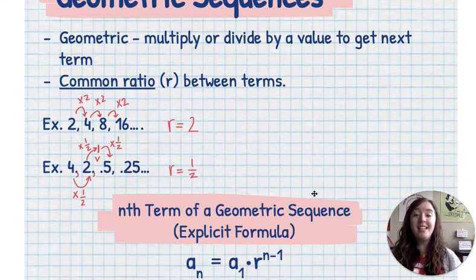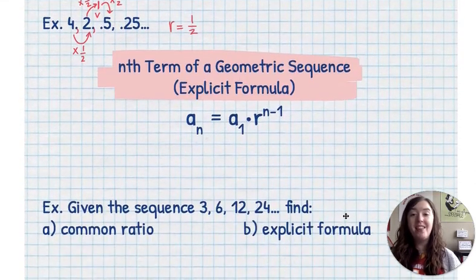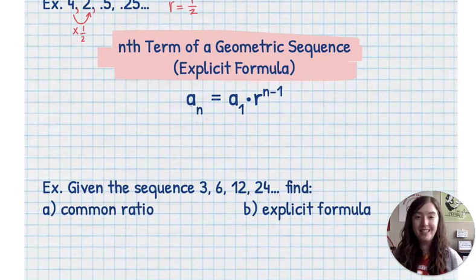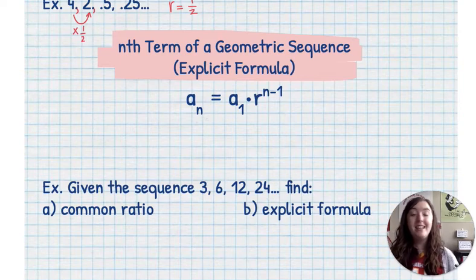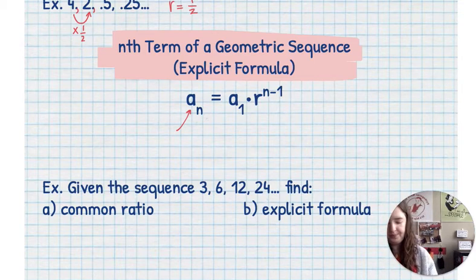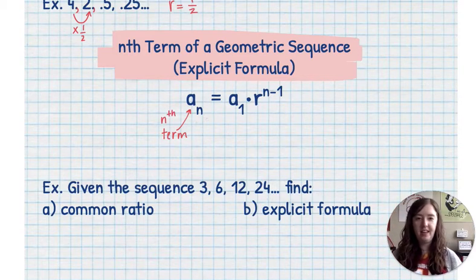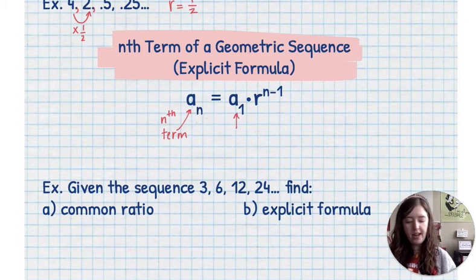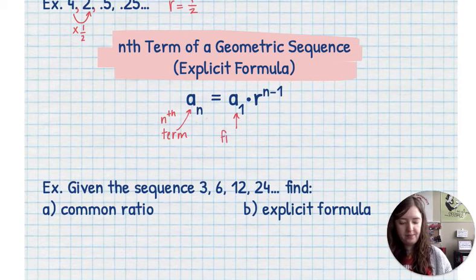So to find the nth term of a geometric sequence, or the explicit formula for a geometric sequence, it's going to be this guy right here. This is my nth term, whatever number is there for the n. Remember, a sub 1 is my first term.